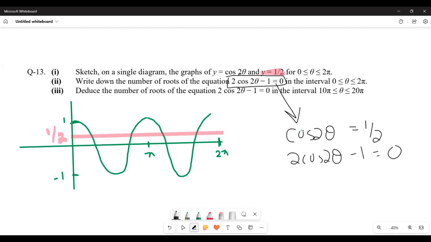So they're basically asking you to find the number of roots, or the number of points of intersection of the two curves. So it's 1, 2, 3, 4. So there are 4 solutions to this equation because the curve and the line intersect at 4 points. So there are 4 roots.